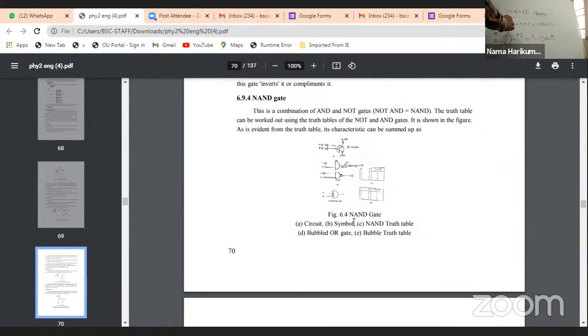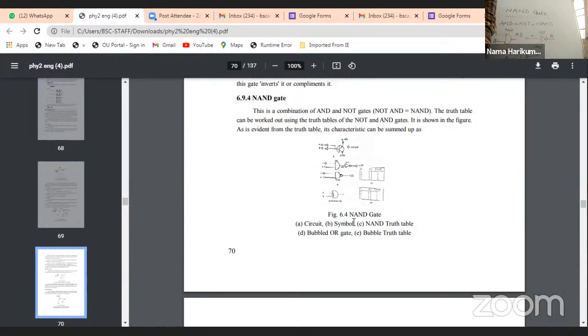Both have to be connected. The combination symbol is what you see here. This is the symbol with inputs A and B. In the output we have to use a bubble. This is a combination of AND and NOT: this is AND, then NOT, so you use the bubble, which means NOT. Finally you get the NAND gate. Two input terminals, the combination of AND and NOT, and finally we get the NAND gate. This is the NAND gate symbol.